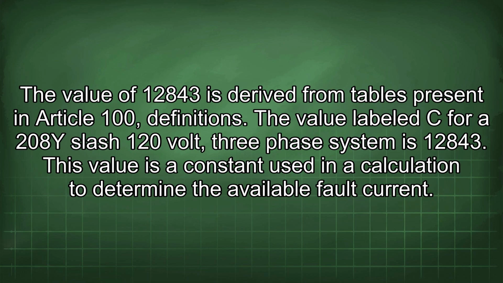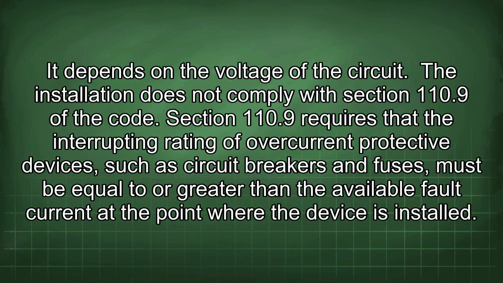The value of 12,843 is derived from tables present in Article 100, Definitions. The value labeled C for a 208Y/120 volt three-phase system is 12,843. This value is a constant used in a calculation to determine the available fault current. It depends on the voltage of the circuit.